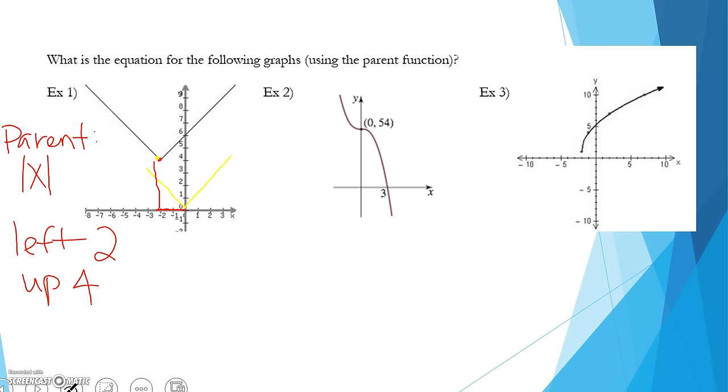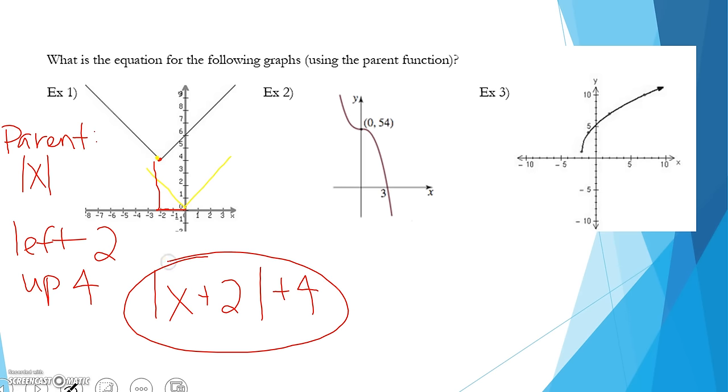Okay, so how you would reflect that in your equation, I would take my parent graph, and if I'm moving left and right, it's going to go inside of the absolute value symbol, and if I move up, it's going to go on the outside. Left is plus, so to go left 2, I do plus 2 on the inside, and up is plus as well, so up 4. If you graph that in your calculator, you would get exactly the graph that's on your paper.